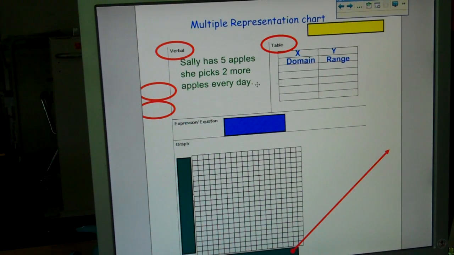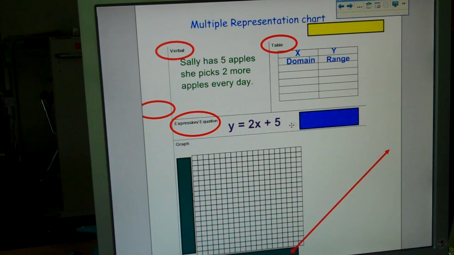All right, these two are the same. They just look different. This one's using words, this one's using numbers, but they would represent the same thing. Then we have another way we can represent that with an equation or an expression. That's our fourth way. So we could take that verbal statement and turn it into an equation. Why don't you pause for a minute and see if you can figure out the equation for this? Good. Y equals 2x plus 5.